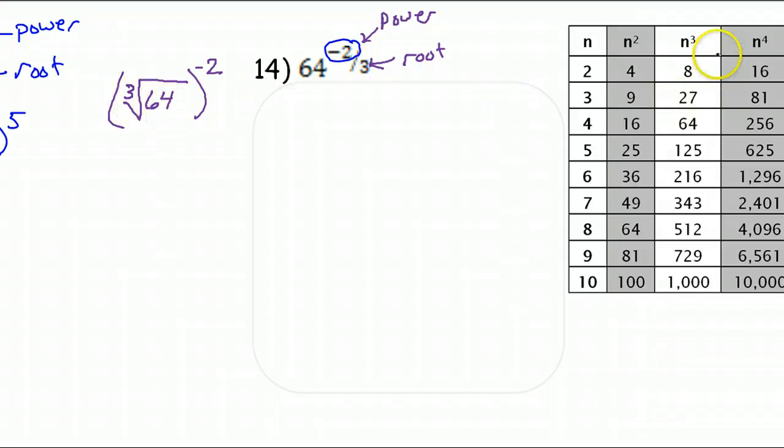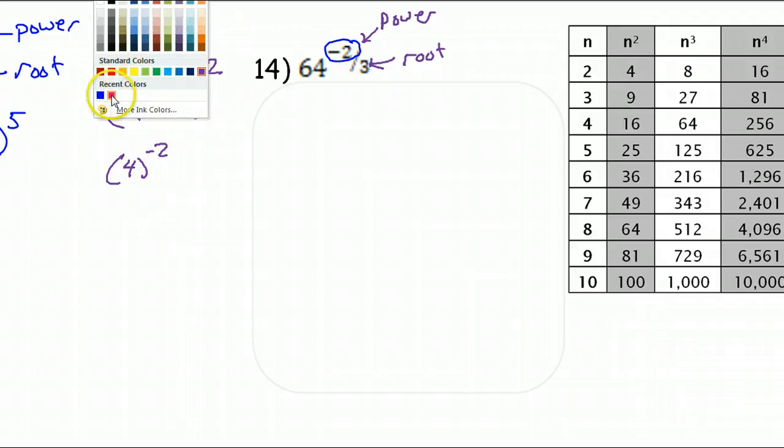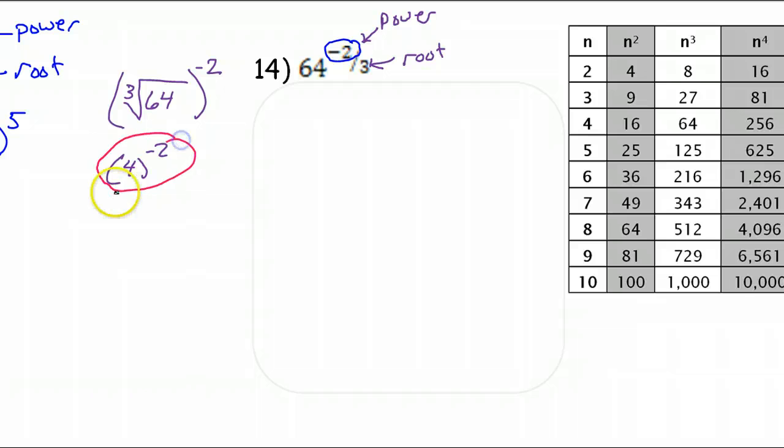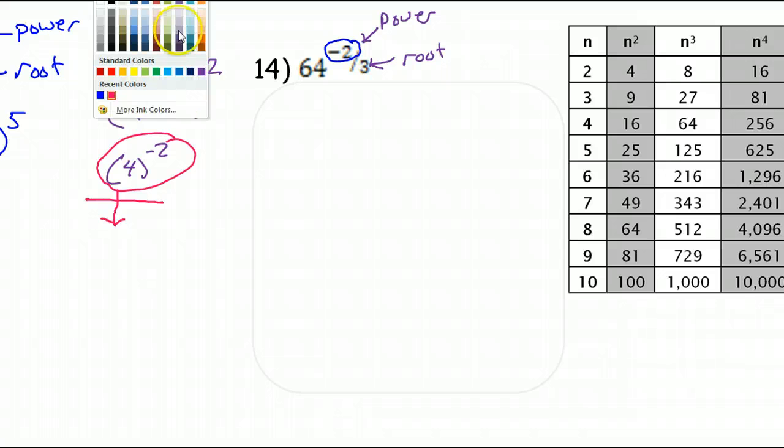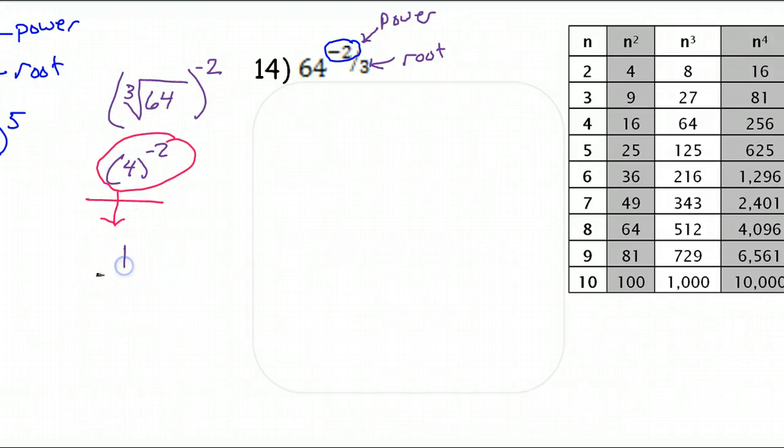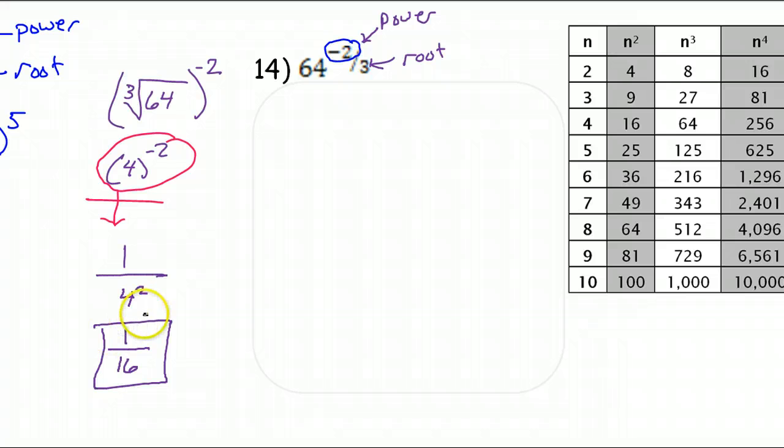Still, the cube root of 64 we found was 4. So that would give me 4 to the negative 2 power. So now I still have to recognize that having a negative exponent means drop it down to the bottom of the invisible fraction. So I'm still going to wind up with the same thing. I'm still going to end up with 1 over 4 squared, which is still going to be 1 over 16. It's just a slightly different way of thinking about it.